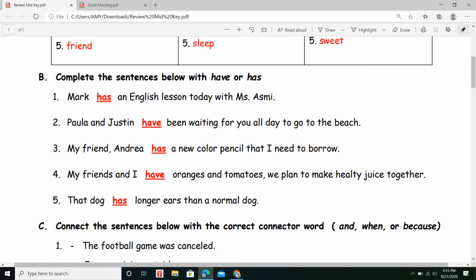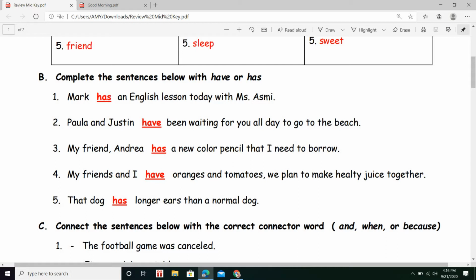In part B, it's about using have and has. I hope that you still remember that in using have and has, we have rules. We use have for subject pronouns I, you, we, and they. And then we use has for subject pronouns she, he, and it.